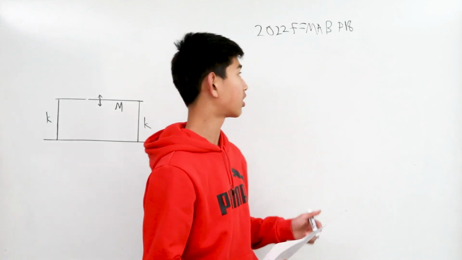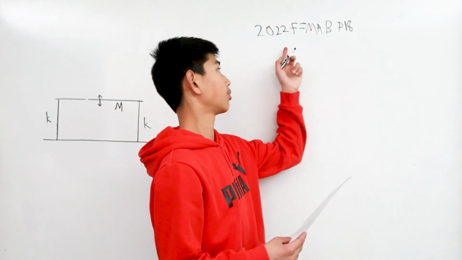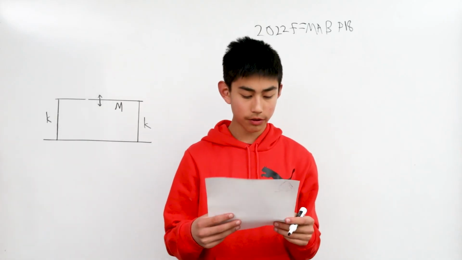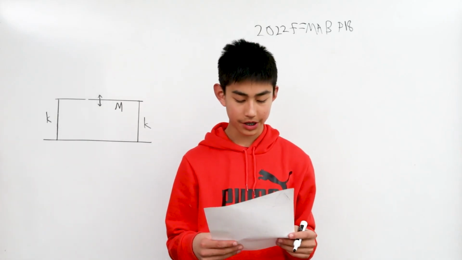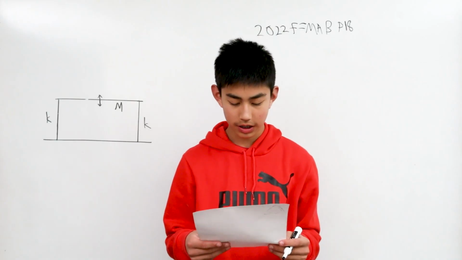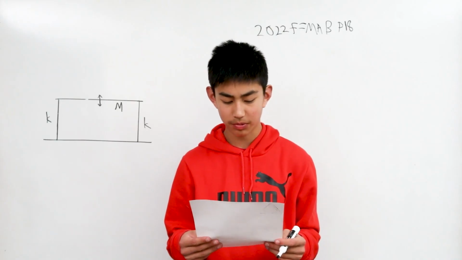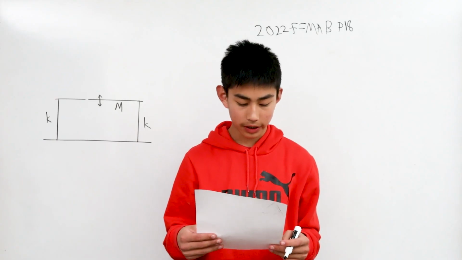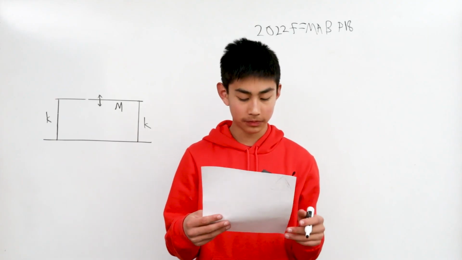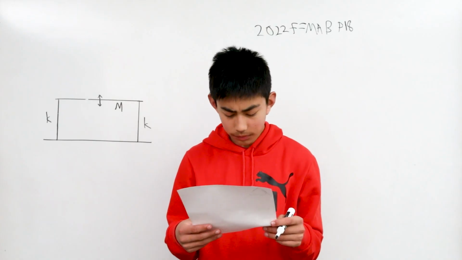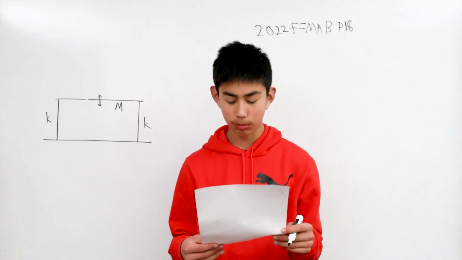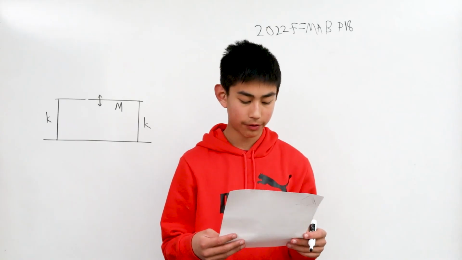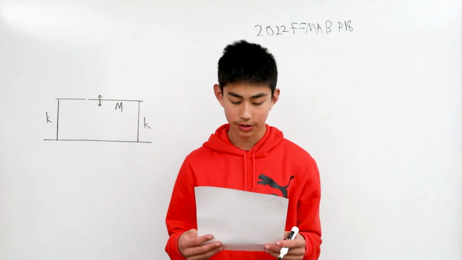We're solving problem 18 from the 2022 F equals MA exam B. A uniform rod of length L and mass M is placed with its end resting on two identical springs of spring constant K as shown. The rod is initially in equilibrium. If the rod is uniformly displaced downward and released from rest, what is the frequency F of its oscillations?